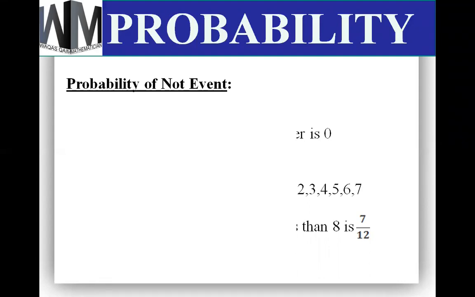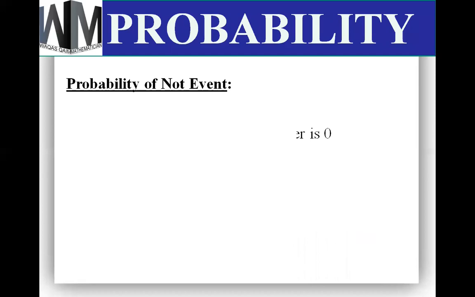Now probability of not event. For example, the probability of an event is given, and we are going to calculate the probability of that event not happening. How can we calculate the probability of any event not happening? So this is called probability of not event.